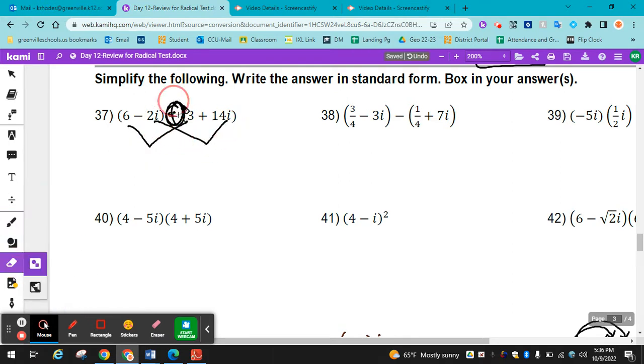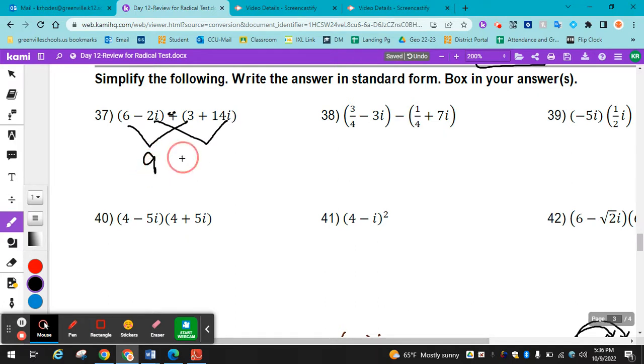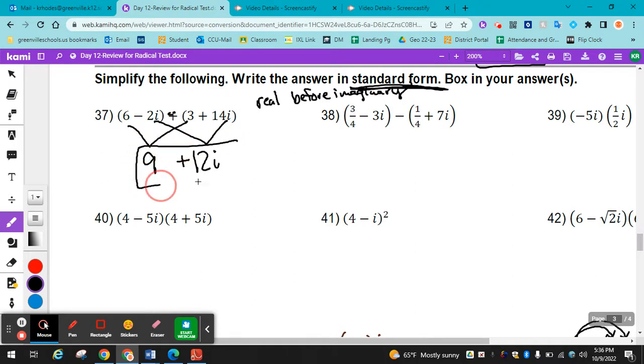the imaginary together. So my real number is 6 plus 3, which is 9. -2i plus 14i is 12i. Again, standard form for imaginary is real before imaginary. If you put your imaginary first, I will take off a point, so be careful. Real before imaginary.